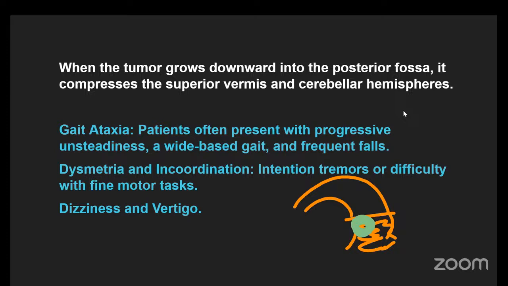then apart from the occasional chance that it will block the CSF pathway, it is also going to present with cerebellar syndrome. Patient can have gait ataxia, unsteadiness, wide-based gait, frequent falls, dysmetria, incoordination, dizziness, and vertigo. So this patient, along with some symptoms of hydrocephalus, is also going to present with cerebellar signs, and we might think that there's a primary pathology in the posterior fossa. Clear?